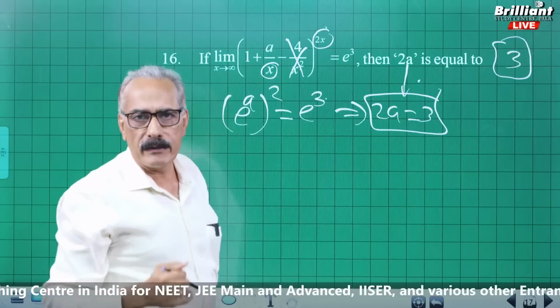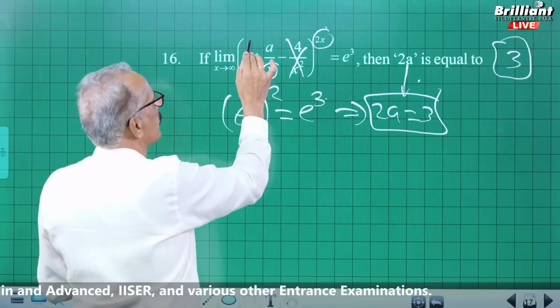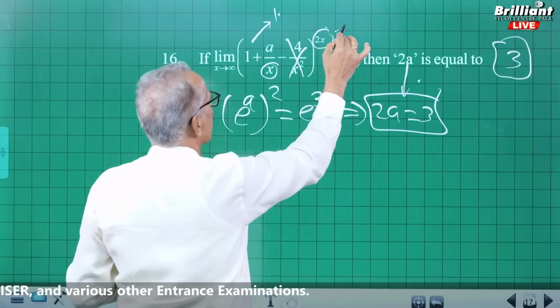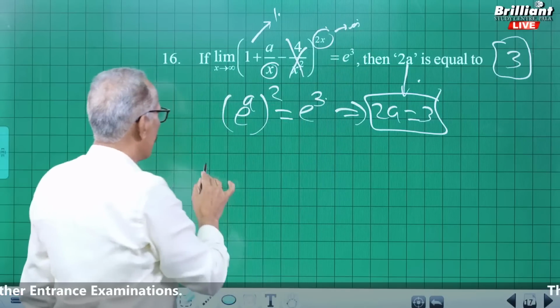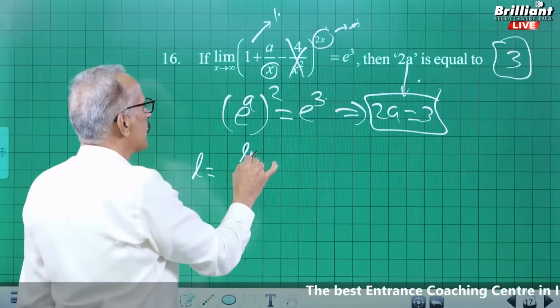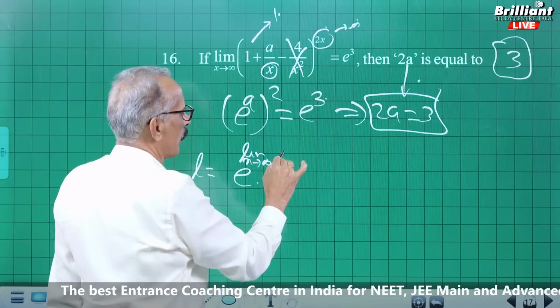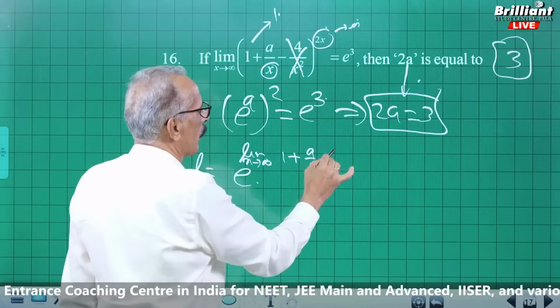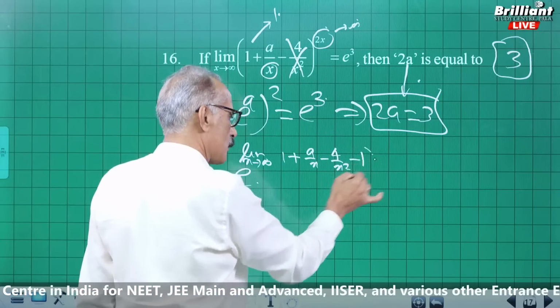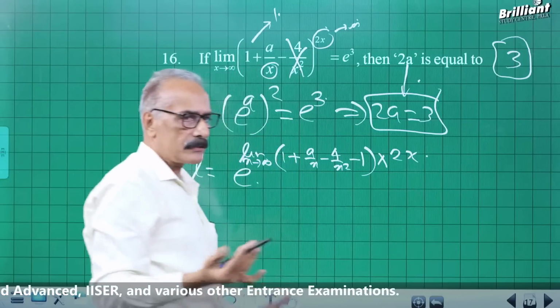Now, how do I get it? Applying the formula, this part is tending toward 1 and this part is tending toward infinity. Therefore, this limit will be equal to e to the power limit x tends to infinity, f(x) minus 1, that means 1 plus a by x minus 4 by x square minus 1, into the exponent, that is 2x. That's all.